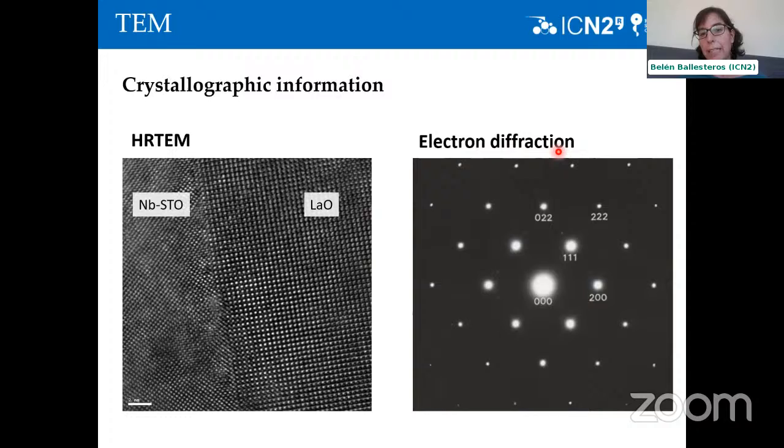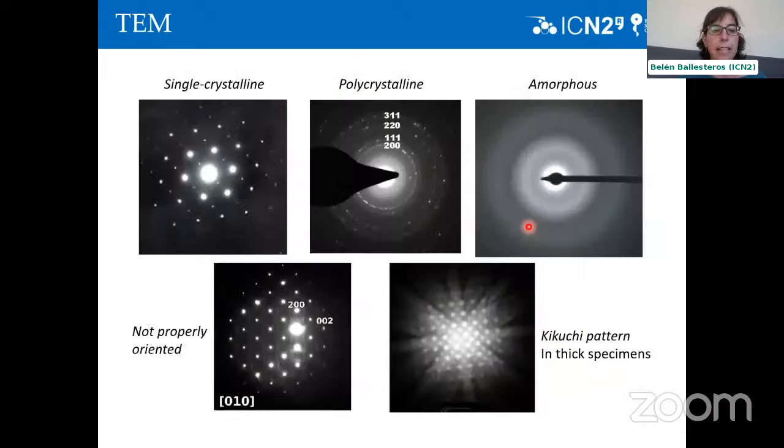There is also one technique associated to TEMs, which is electron diffraction, and this also gives us information on the crystal structure of our sample. With electron diffraction, we can know if our sample is single crystalline, and we will have this type of pattern with defined spots. If we study where these spots are located and the distance between the spots and the center, we can get to know the structure of our material.